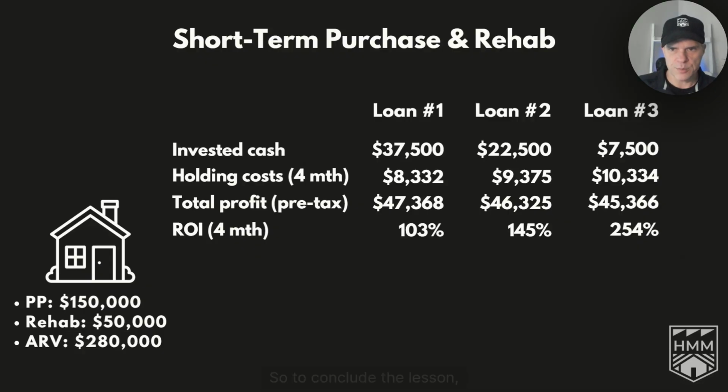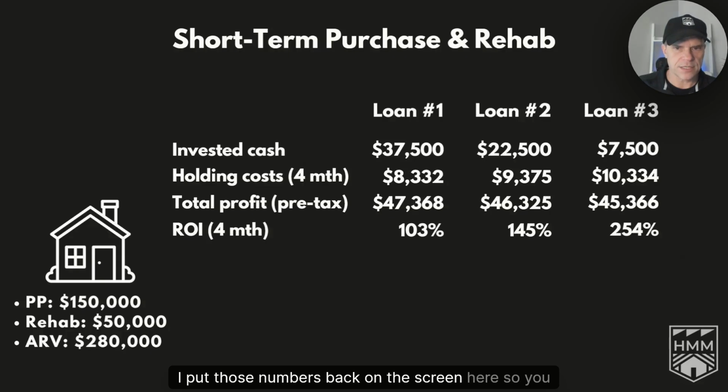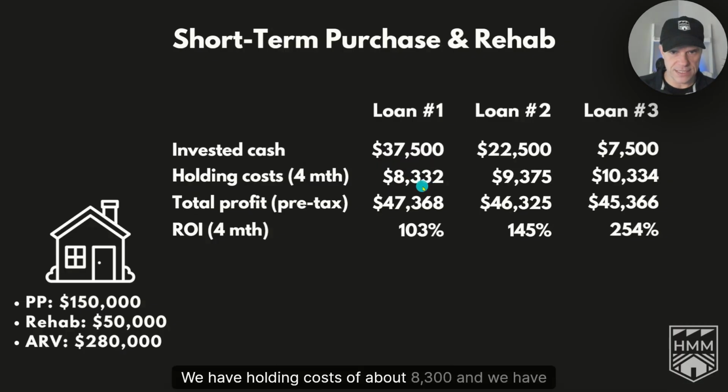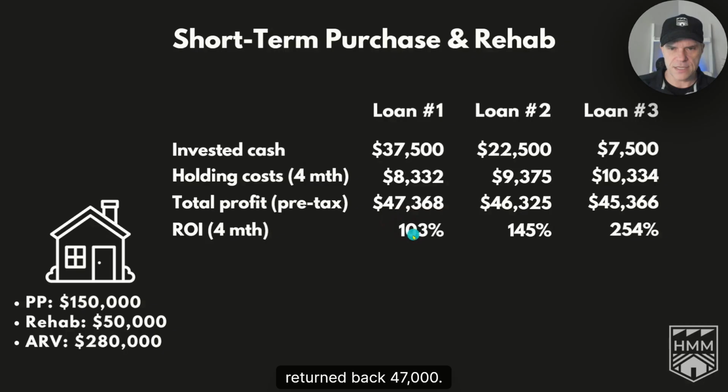So to conclude the lesson, I put those numbers back on the screen here so you can see it a little more clearly. In the first scenario, we've invested 37,500. We have holding costs of about 8,300, and we have returned back 47,000. So roughly 46 going in, 47 coming back out. That's 103%. Scenario number two, roughly 32,000 going in, 46 coming back.